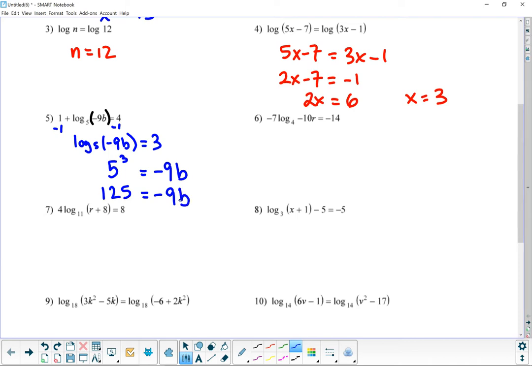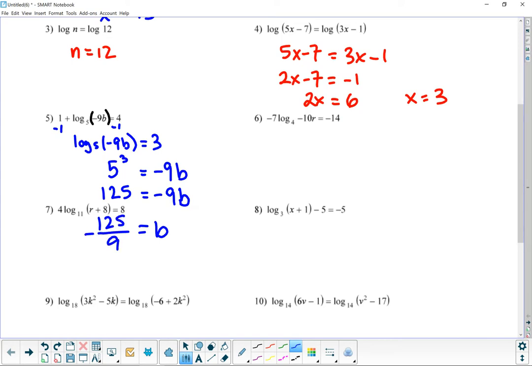And to wrap it up, to solve for b, I'm going to divide both sides, 125 and negative 9b, by negative 9. So I will get b is equal to 125 over 9, and that's a negative.